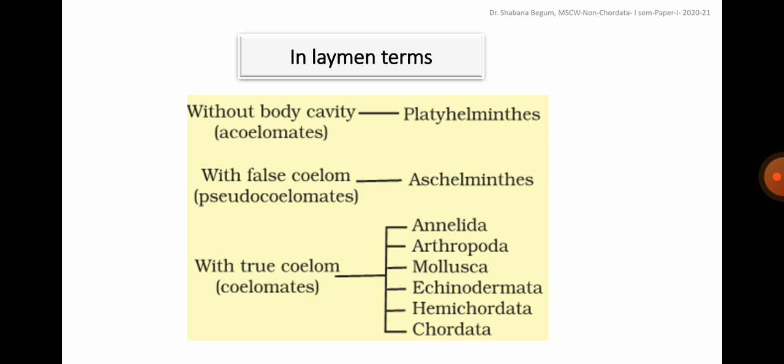So in layman's language, acoelomate organisms are without body cavity, examples being the platyhelminth forms. Pseudocoelomates are with false coelom, examples aschelminthes, and the coelomates are with true coelom, and these examples are the annelids, arthropods, mollusks, echinoderms, hemichordates and chordates.